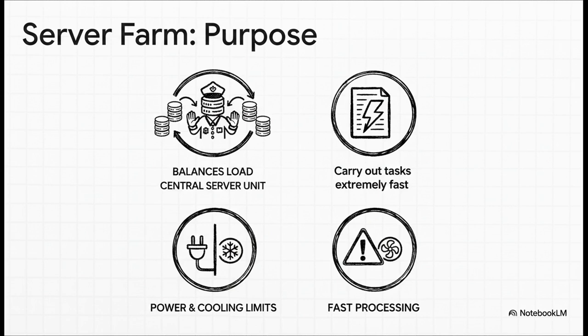But, and this is a big but, there are some serious real-world constraints. These farms have massive physical limitations, mainly their insane power consumption and the incredible amount of heat they generate, which means they need these giant industrial-scale cooling systems just to keep from melting down.